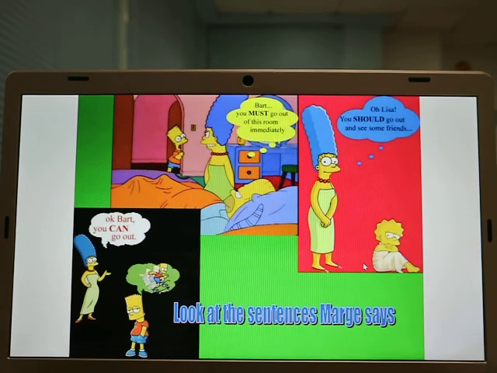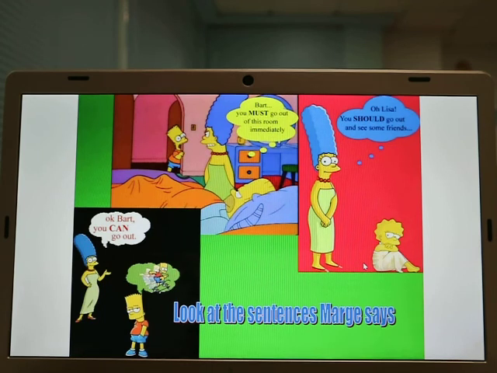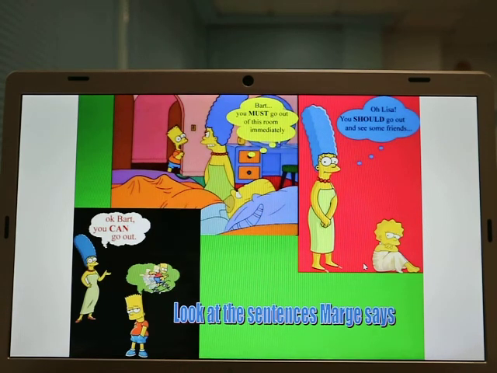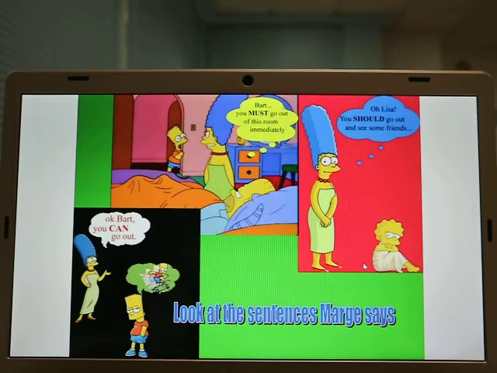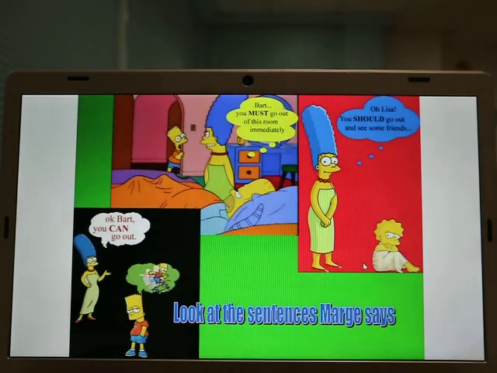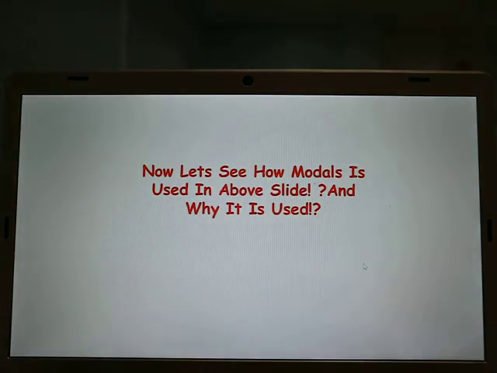So look at this conversation. Bart, you must go out of this room immediately. Oh, Lisa, you should go out and see some friends. Okay, Bart, you can go out. So the words that are highlighted there, in bold and in capital letters, are examples of a modal verb. Okay? Must, should, can. Those are examples of modals. So now let's see how modal is used in the above slide and why it is used.